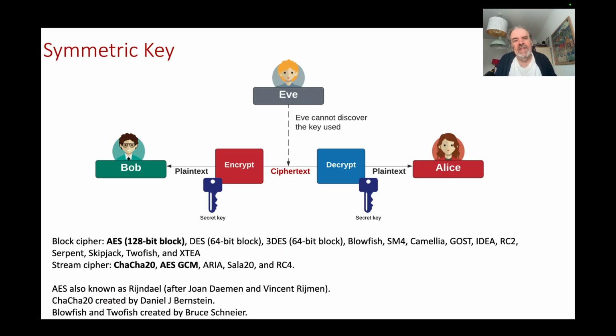The most basic method that we have for encryption is symmetric key, and that's where we use the same key to both encrypt and also to decrypt. Typical methods here are ChaCha20 and AES encryption.